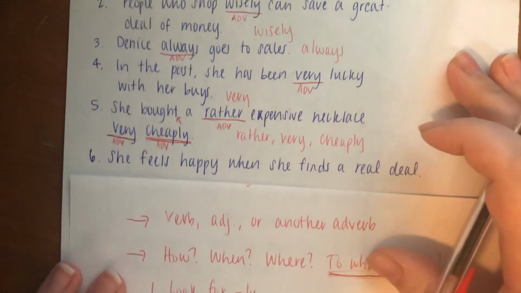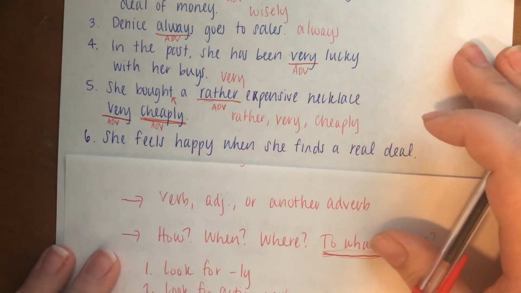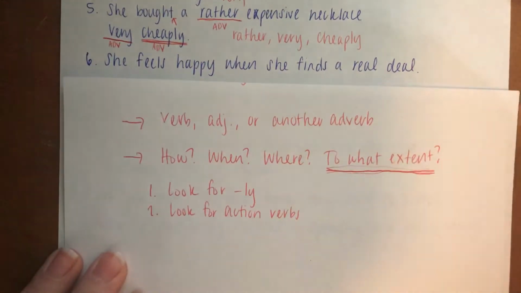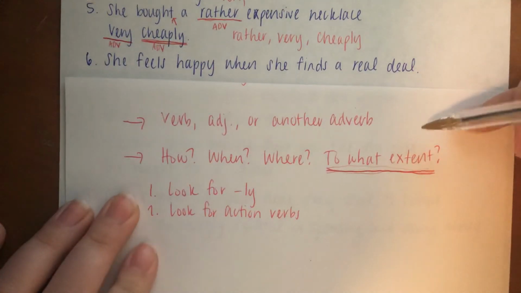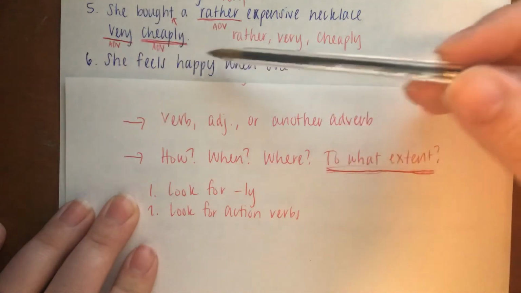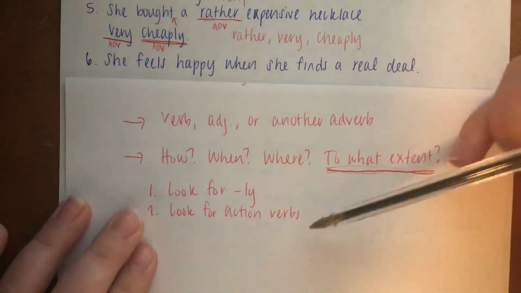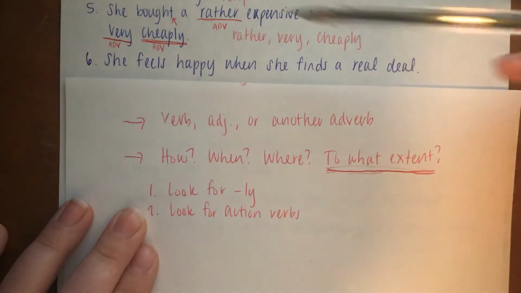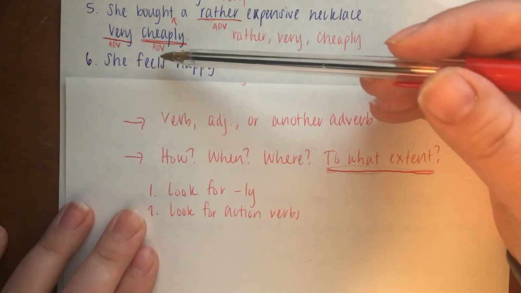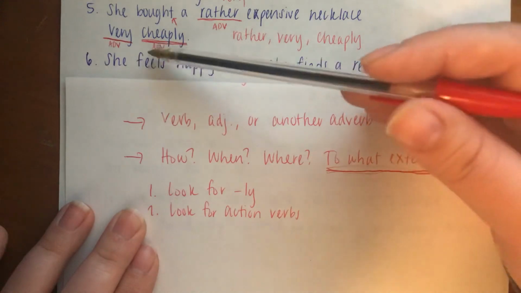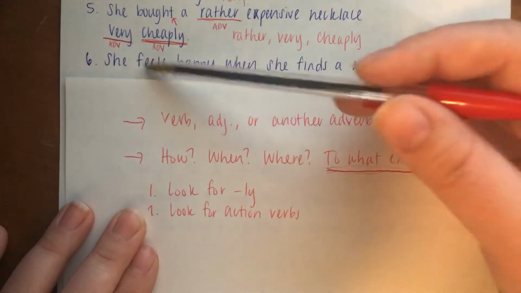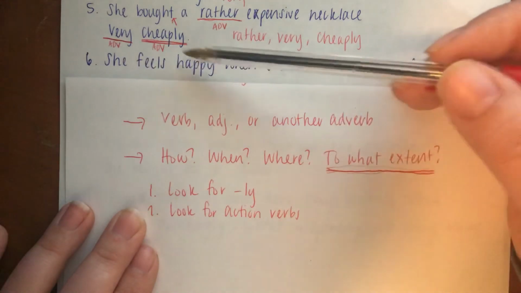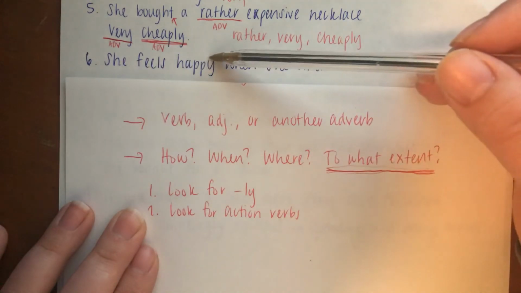Number 6, she feels happy when she finds a real deal. Okay, first thing, look for an ly word. I don't see any words ending in ly in this sentence, so look for an action verb. She feels happy when she finds a real deal. Here, feels is being used as a linking verb. It's helping describe she is happy. That's what linking verbs do. So it's describing her as happy, which means this is a linking verb and this is an adjective.